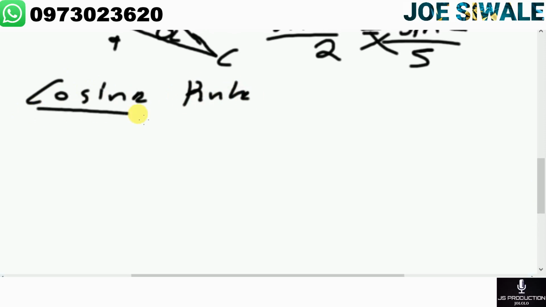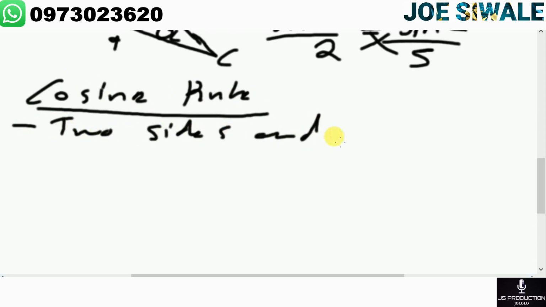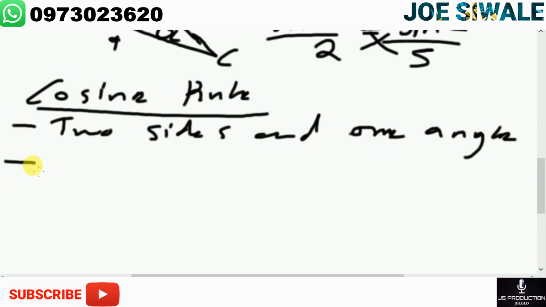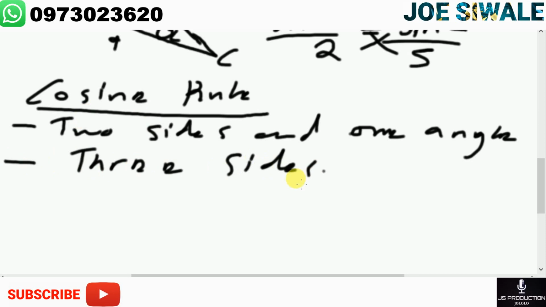So we use the cosine rule when you have been given two sides and one angle. Here you must pay attention. You see the side that I'll be calculating and the angles that I'll be given. They'll be given in a particular way. And you can also use the cosine rule when you have been given three sides. If you have been given three sides, you're going to be asked to calculate one of the angles. Let us look at an example.